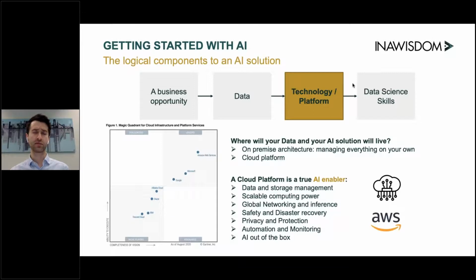Of course, there are many cloud platforms out there like Microsoft, Google, but we personally like AWS because it's at the top of its game, and it gives us a lot of tools really to help us accelerate this development. A cloud platform is an enabler. It hosts your solution and it helps you make it available.